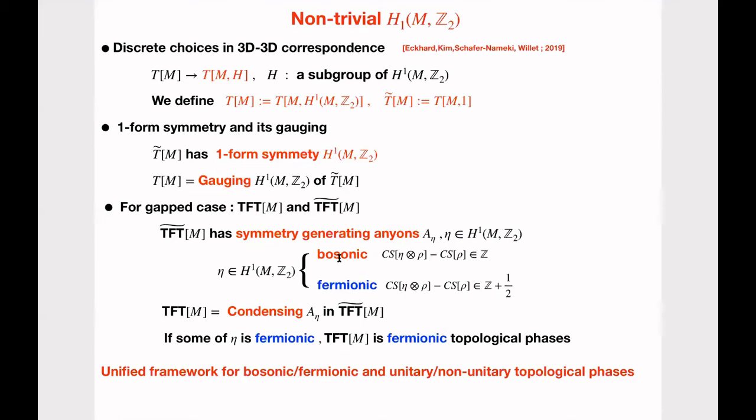So if this is non-trivial, then there are some spin structure choices for each eta. And we consider some PSL2C flat connection, which can be lifted to SL2C in certain cases. And the lift is not unique in this case.